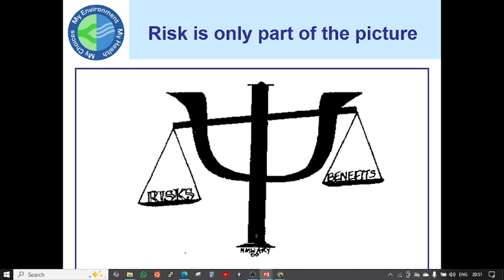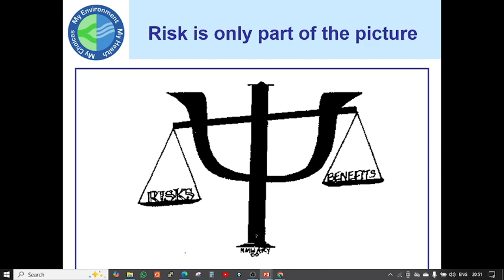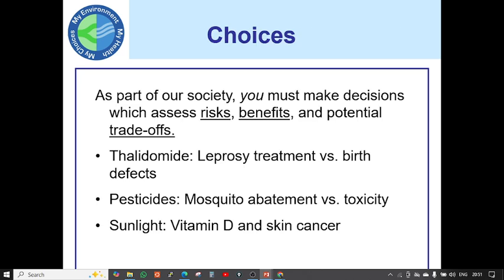So risk is a part of this picture. If you take risks, then obviously there is a benefit. If you do not take risks, then there are no benefits. So obviously risk is very much required in our life, but risk management is also required. Without knowing the things, we cannot take risks. If you take risks without knowing the thing, then obviously adverse effects are there. Then it is your choice. That is part of society. You must decide on risks, benefits, and potential trade-offs.